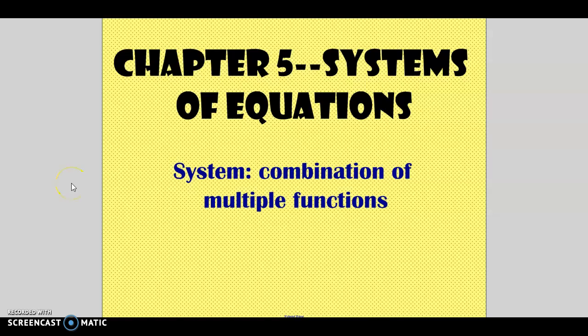Chapter 5 is about systems of equations. So the first definition we should talk about is what is a system of equations, and it's simply a combination of multiple functions. Those could be linear or nonlinear, and Chapter 5 is going to show us how to solve systems depending on which type of functions we are looking at in the system.